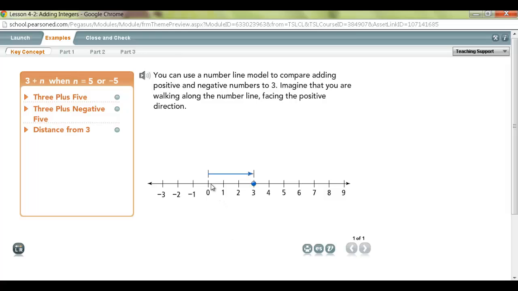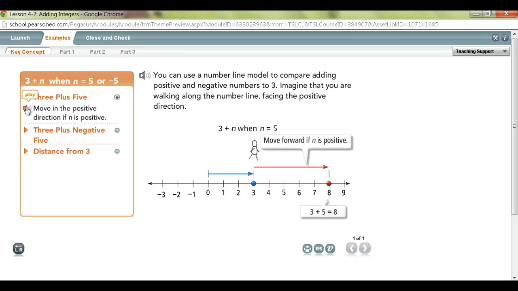Okay, so you're at 0 and you're walking in a positive direction to 3. Over here it says this is 3 plus n, and then they give us 2 scenarios, when n equals 5 and when n equals negative 5. We're looking at 3 plus 5 first, where n equals 5. Move in the positive direction if n is positive. So n's positive, and we moved in the positive direction of 5 because n equals 5. That gives us 3 plus 5 equals 8.